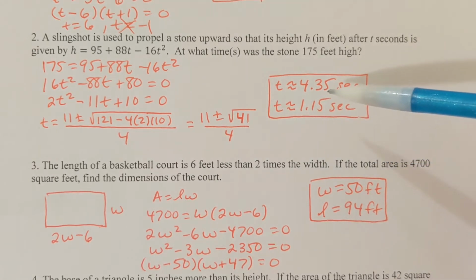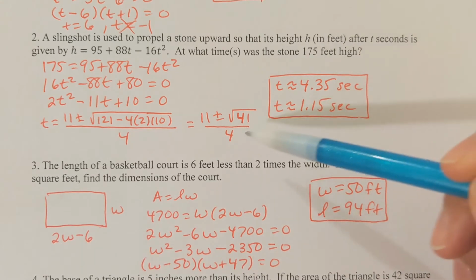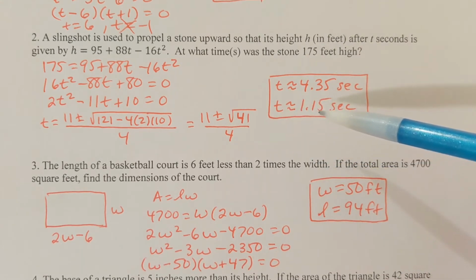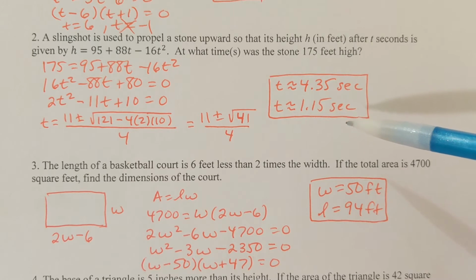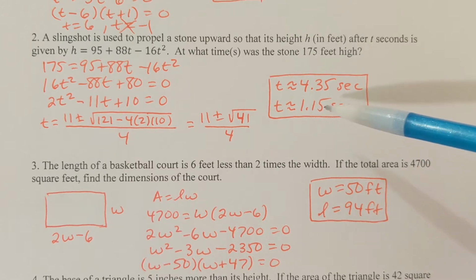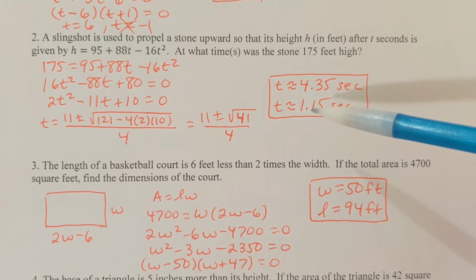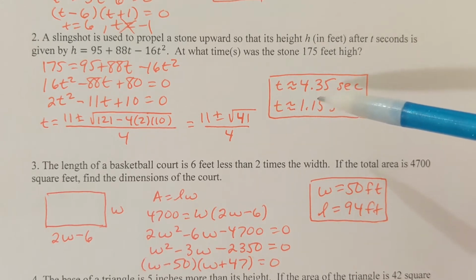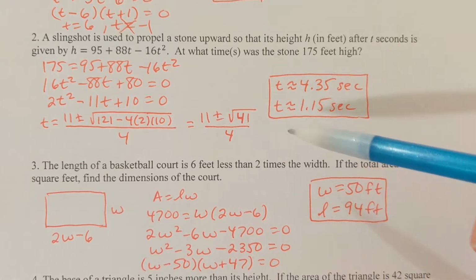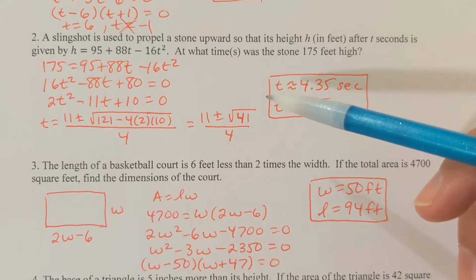Okay, there's 2 different times at which the rock is going to be at exactly 175 feet high, is what I'm getting. Approximately 1.15 seconds. The rock is going to continue to go up, reach a peak, and then fall back to Earth. And after approximately 4.35 seconds have gone by, the rock is on the way down, and it's going to cross the 175-foot marker again. Okay, so I would keep these 2 times, and both of them would be involved in the answer there.